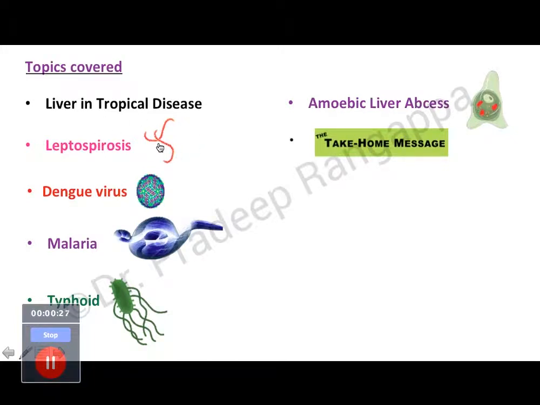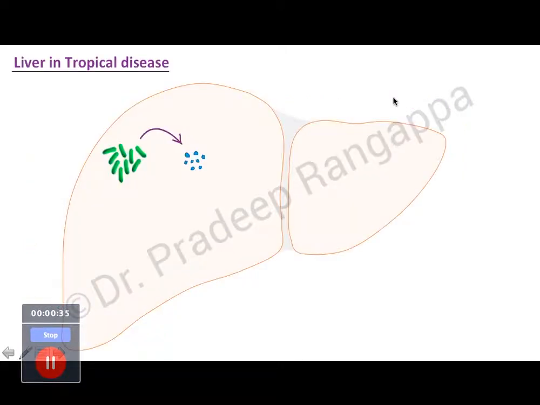a bit about Leptospira and how it affects the liver, dengue virus and the way it affects the liver, malaria, typhoid, amoebic liver abscess, and take-home message. So when you look at liver in tropical disease, why does the liver get affected? Basically, it can be affected directly by the organism infecting the liver, or by the endotoxins or other toxins that organisms produce within the liver.